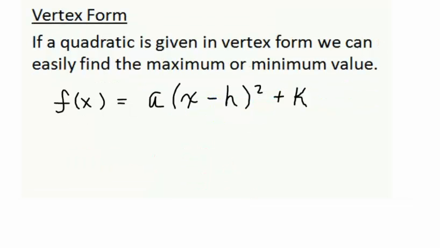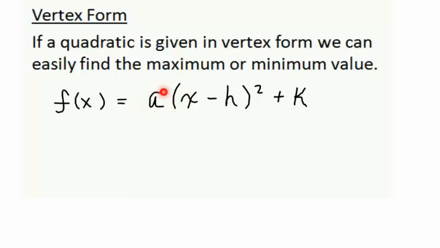One thing that I think is important for us to talk about for quadratic functions is what we call vertex form. A quadratic function could be given in vertex form, and if it is, then we can easily find the maximum or minimum value of our parabola. So here I have a general vertex form for a quadratic function: a times (x minus h) all squared plus k.